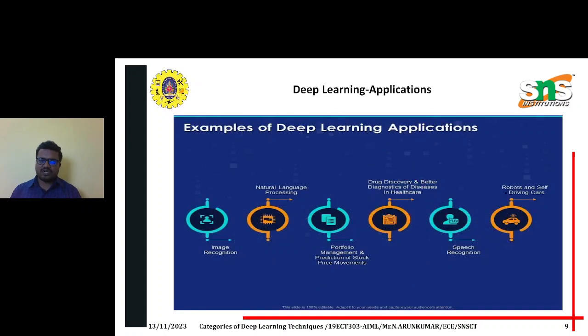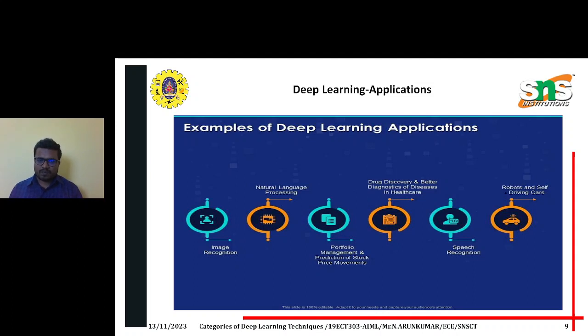Next is examples of deep learning applications. There are a lot of applications using these deep learning techniques, especially image processing. Deep learning is very useful here, and convolutional neural networks play an essential role in that. Next is natural language processing. Image translation and voice translation are performed by using this natural language processing technique.